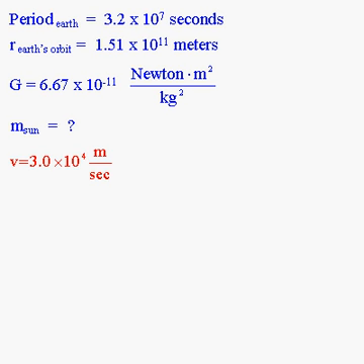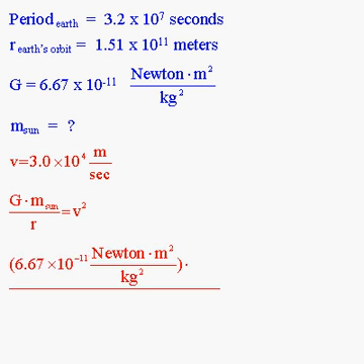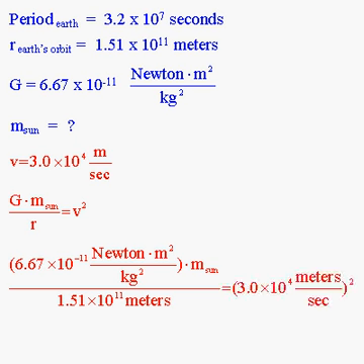Now let's go back to the equation we had. Remember, we already determined the equation, capital G times m Sun over r equals v squared. Now we have everything except the mass of the Sun. So we put in everything we know. Gravitational constant is 6.67 times 10 to the minus 11 Newton meters squared per kilogram squared. The mass of the Sun we don't know. The radius of the orbit is 1.51 times 10 to the 11 meters. And the speed we just determined to be 3.0 times 10 to the 4th meters per second. When we solve for the mass of the Sun, we get 2.0 times 10 to the 30th kilograms.